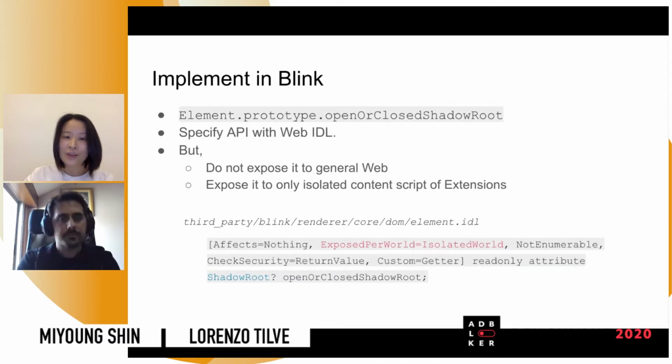Initially, this feature was implemented to have the same prototypes as Firefox. And the API was defined in Web IDL, as in other web APIs in Blink. But the API should not be exposed to the general web, and it should be exposed only to the isolated content script of the extension app.